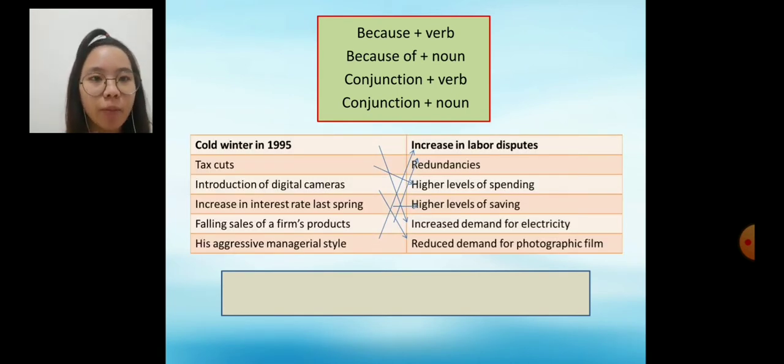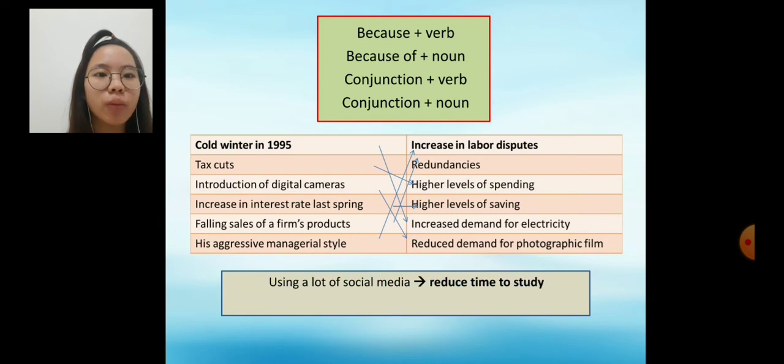And here's the example in the table, where we should link the effect and the cause that are related. I will read only the top one: cold winter in 1995, and the effect is increased demand for electricity, and so on.